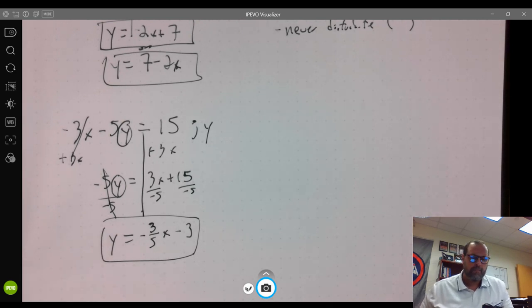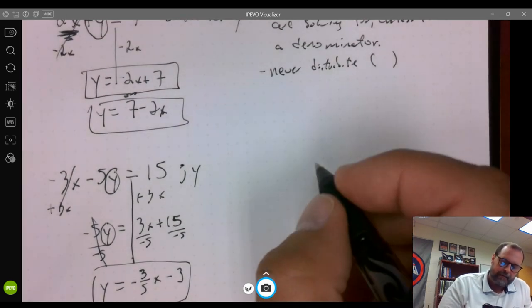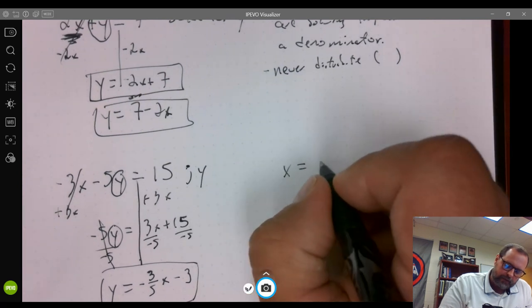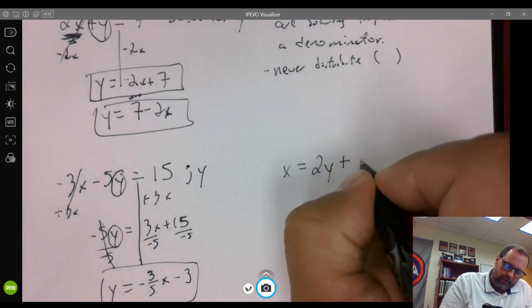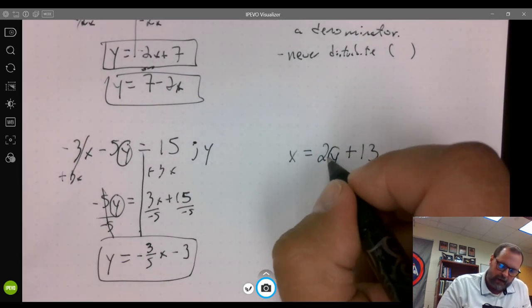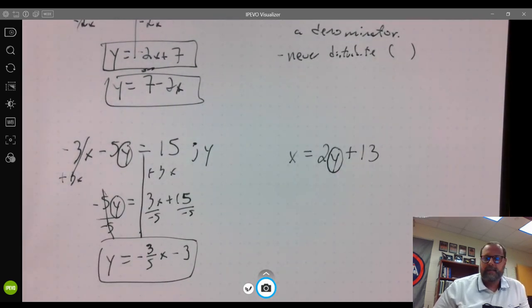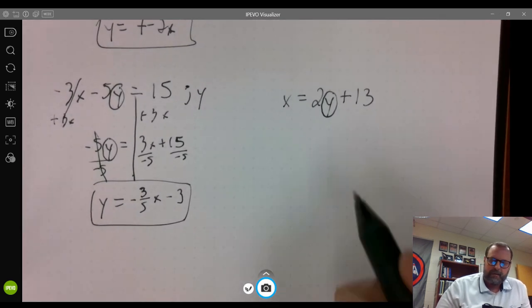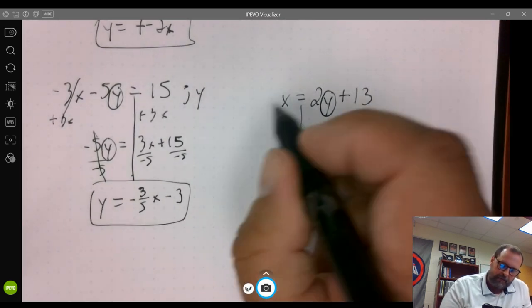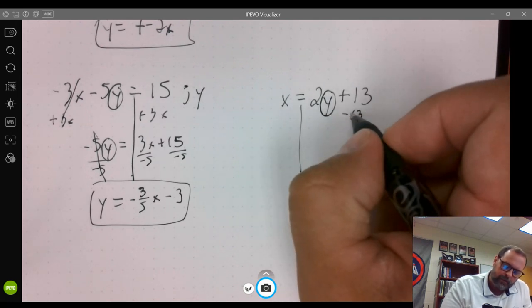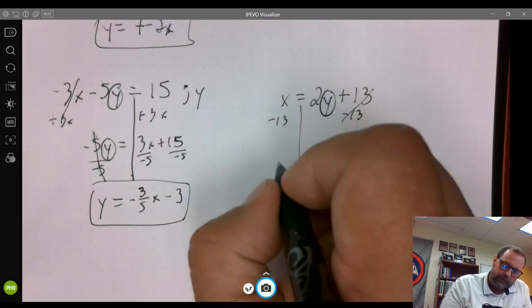Okay, let's look at one more solving for y. Let's say we have x equals 2y plus 13. So in this case, the y is over here. It's not in a denominator, so I'm not going to move it. So this is what I'm trying to solve for. To get the y by itself, I first need to move over anything that's not in the y term. So 2y is the term, so I subtract 13.